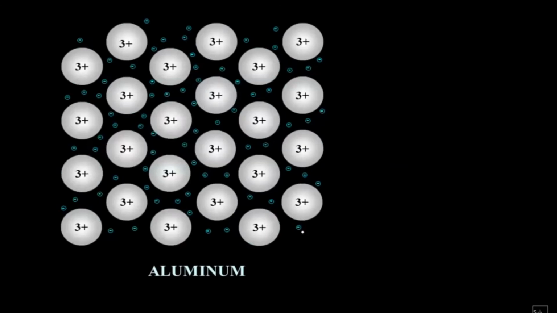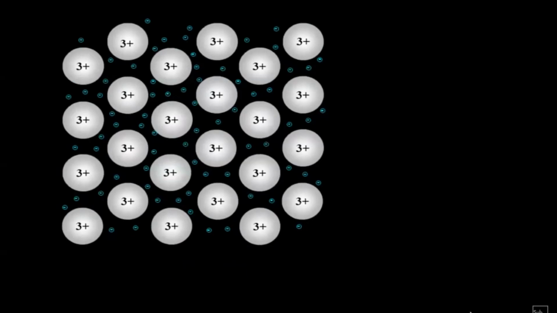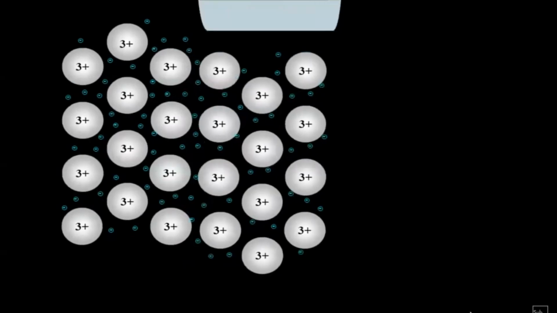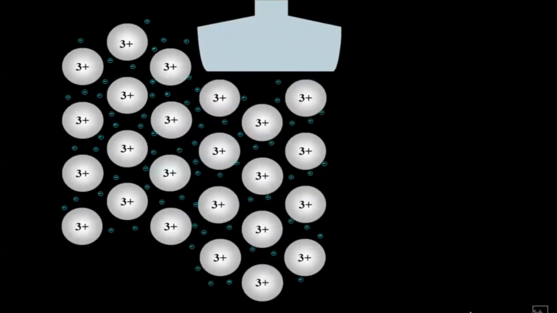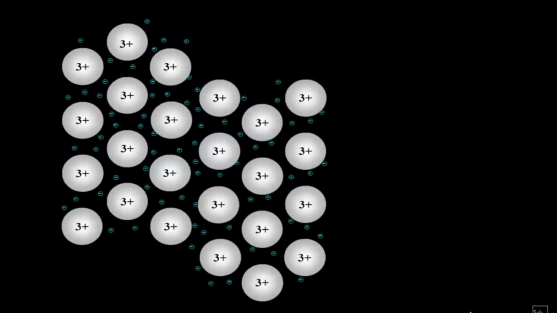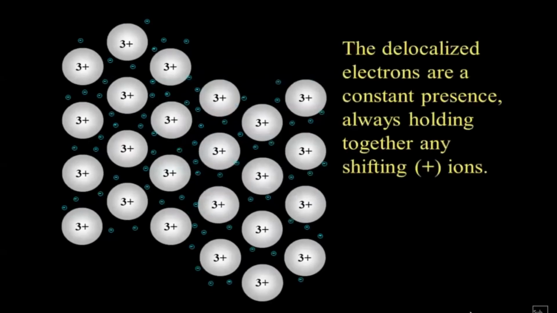Well, let's hit it with a hammer and see what happens. Ooh, one last blow. Okay. So as you can see, the atoms were shifting. They didn't break apart. Hitting the metal with a hammer does not break it. Why would that be the case? Well, the delocalized electrons are always there. So any shifting positive ions are going to be able to be held together by their attraction to the constant presence of those valence electrons, that sea of electrons that the atoms are attracted to.